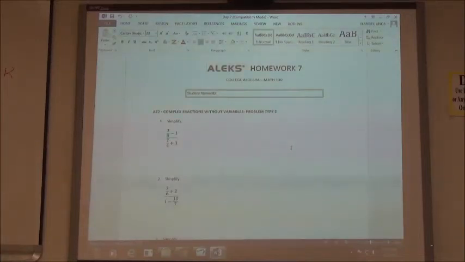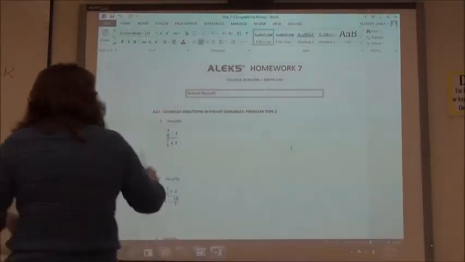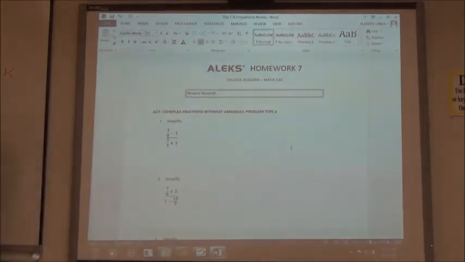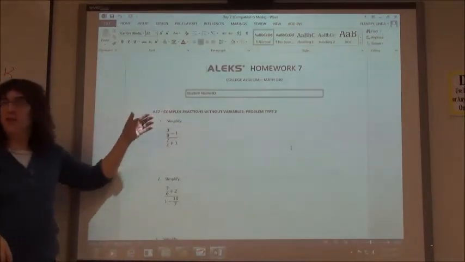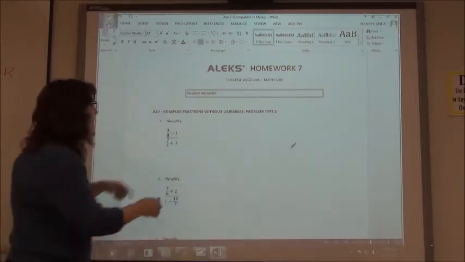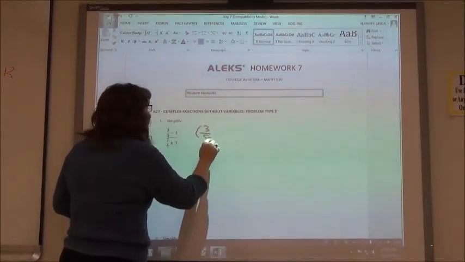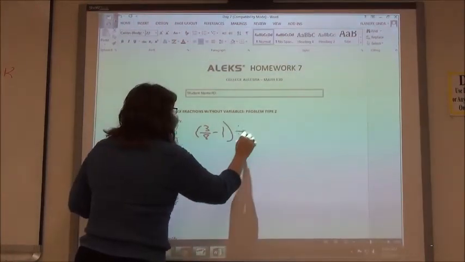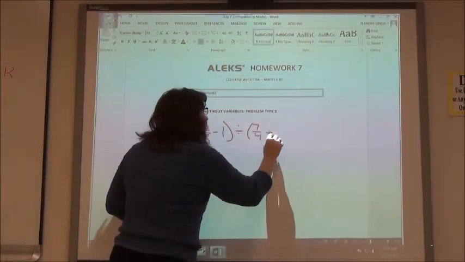All right, homework day 7. We are simplifying complex fractions. A complex fraction just means you've got fractions within fractions. And this is really saying that you're taking 3/8 minus 1 divided by 7/4 plus 1.